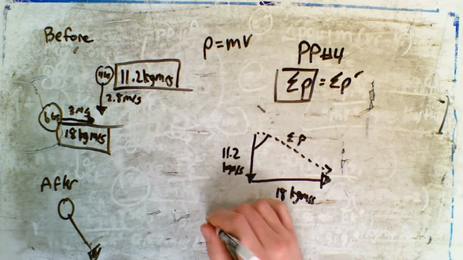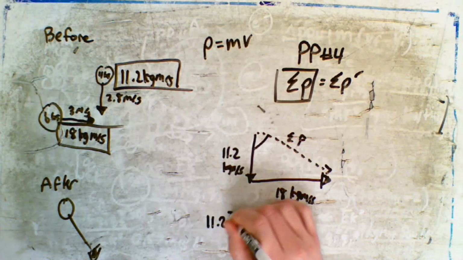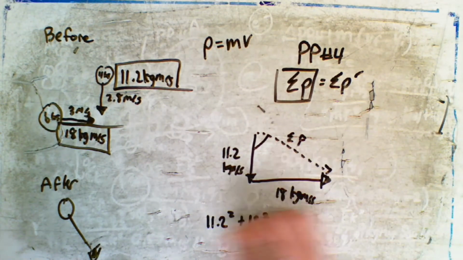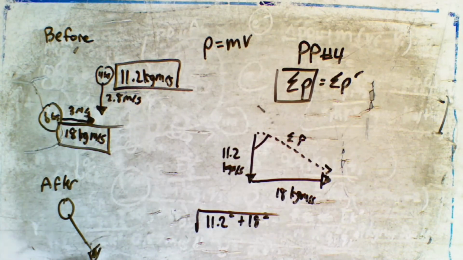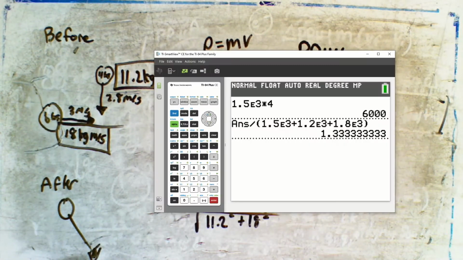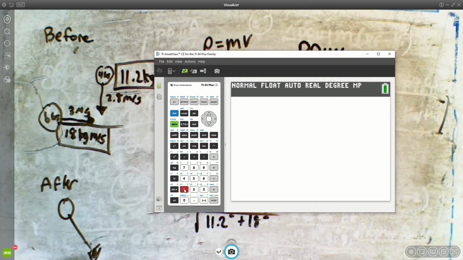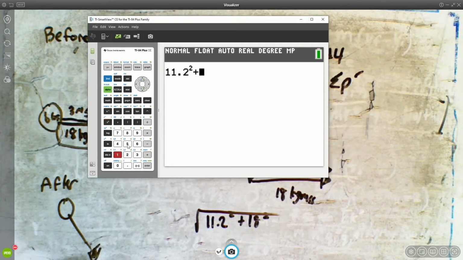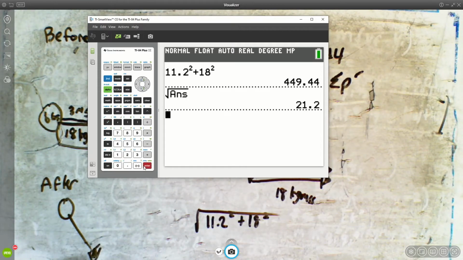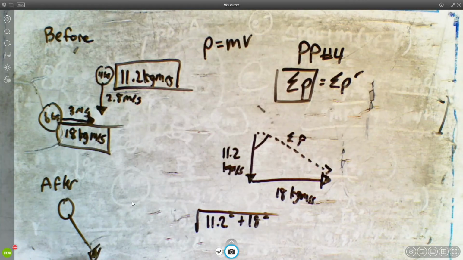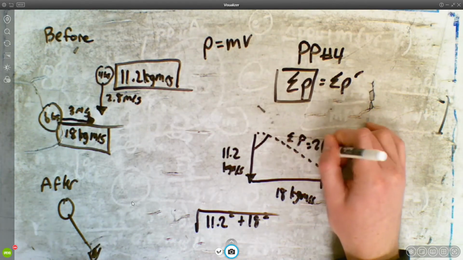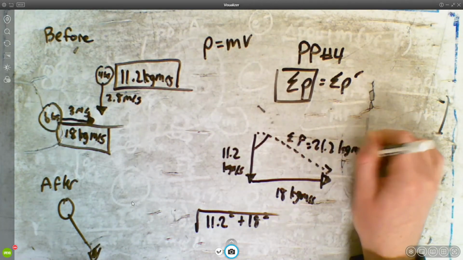So I can't just add them up. I have to use 11.2 squared plus 18 squared and square root it, and then I can find what the total momentum is. So I will do that. 11.2 squared plus 18 squared, and I square root my answer, and I get 21.2. So this is 21.2 kilograms meters per second.